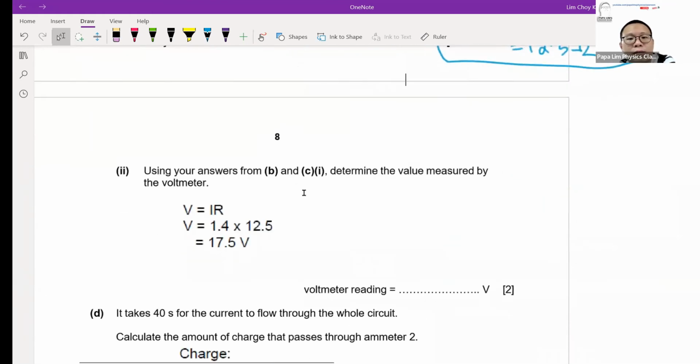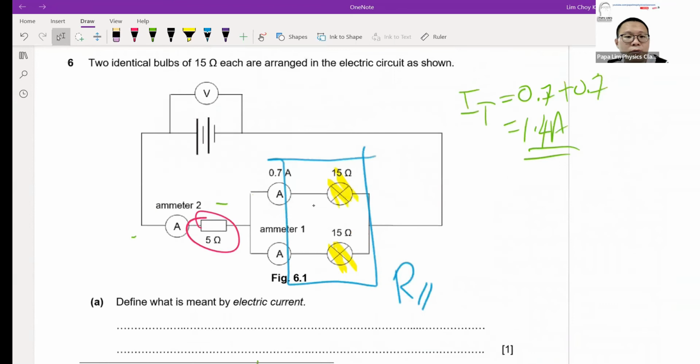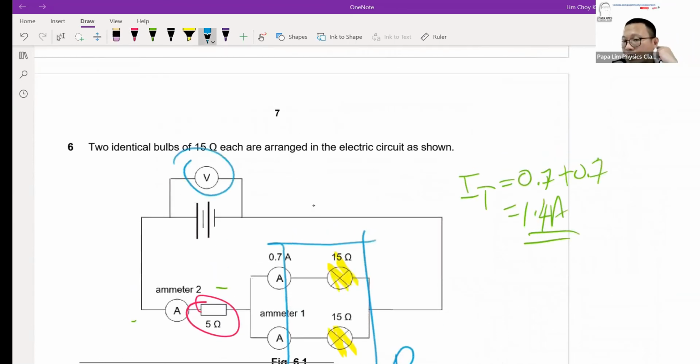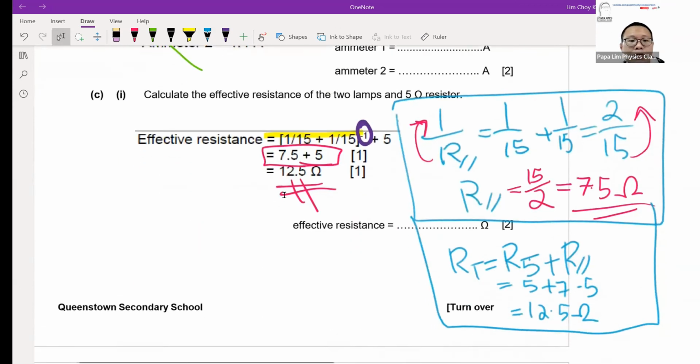Using answers in B and C, the value measured by the voltmeter. So where is the voltmeter first? Okay, the voltmeter is here. The voltmeter is at the battery, so it's what we call the EMF. So the question is asking us about the EMF. So we want the EMF.